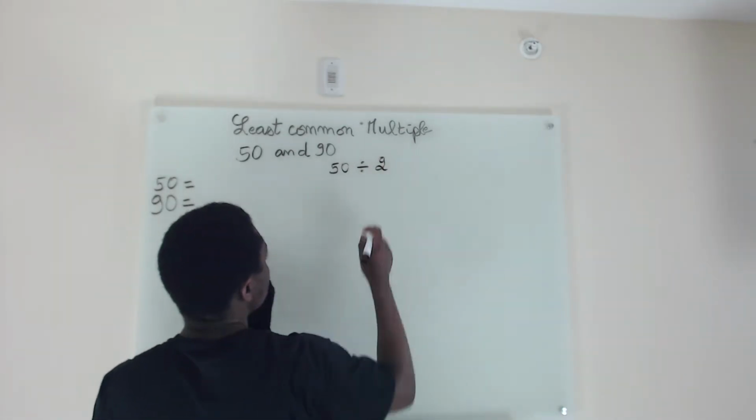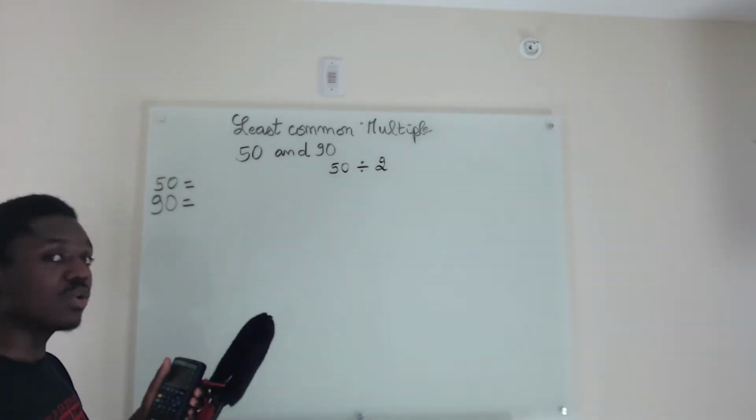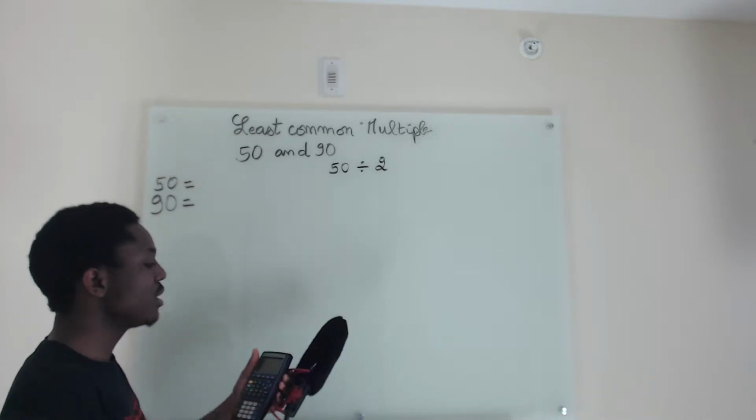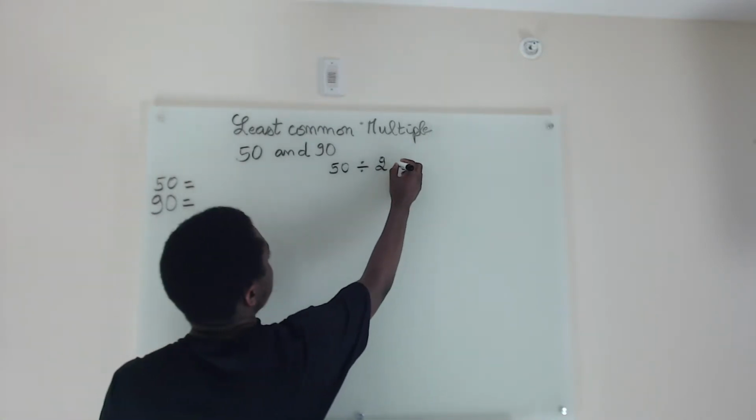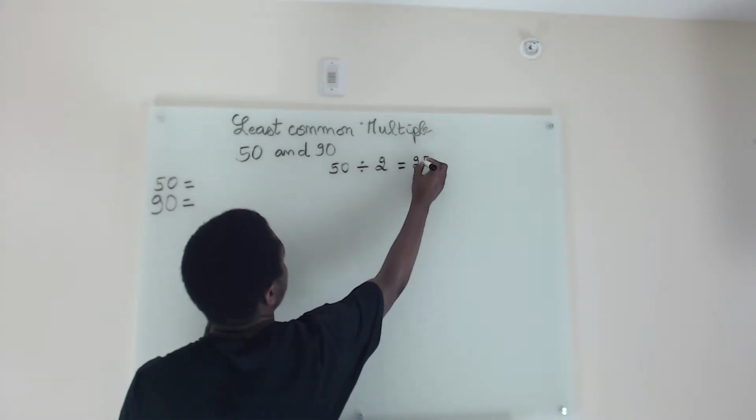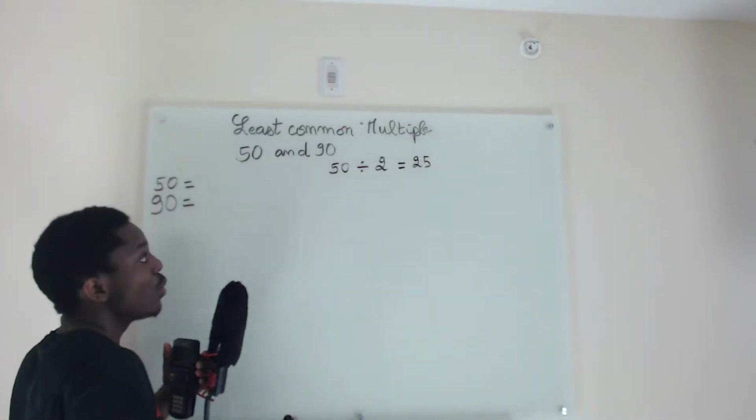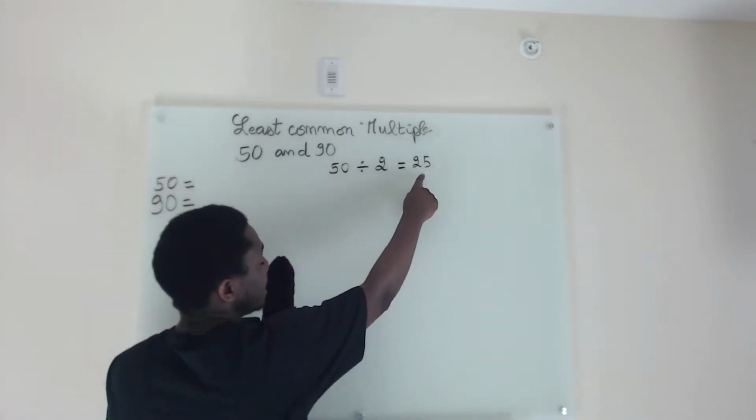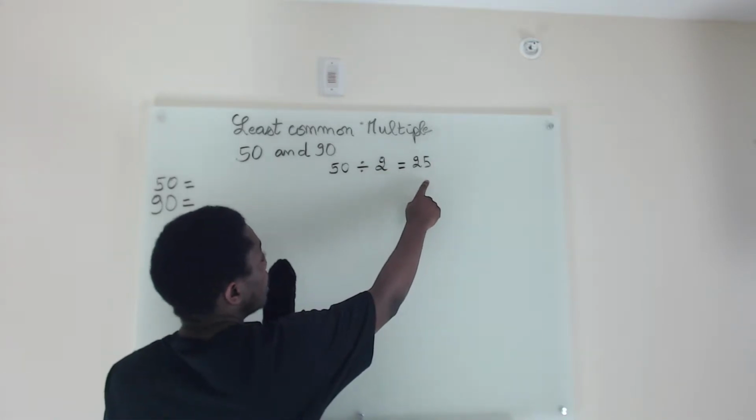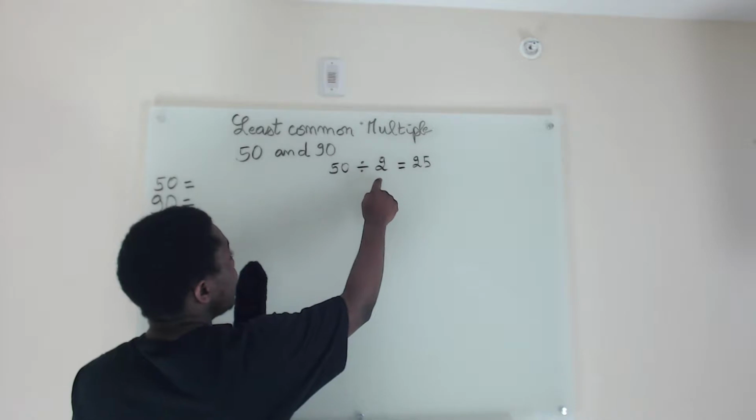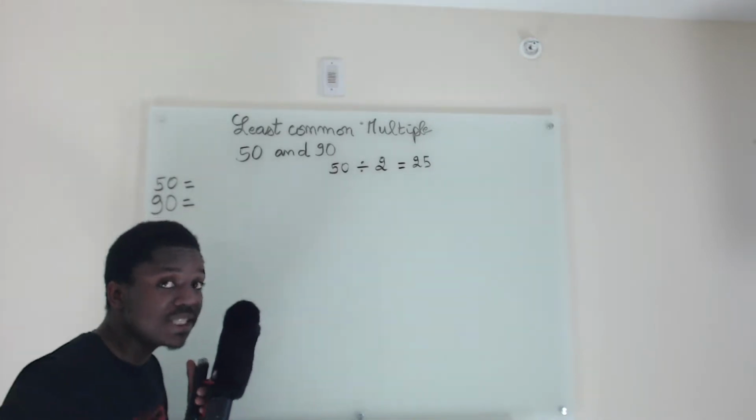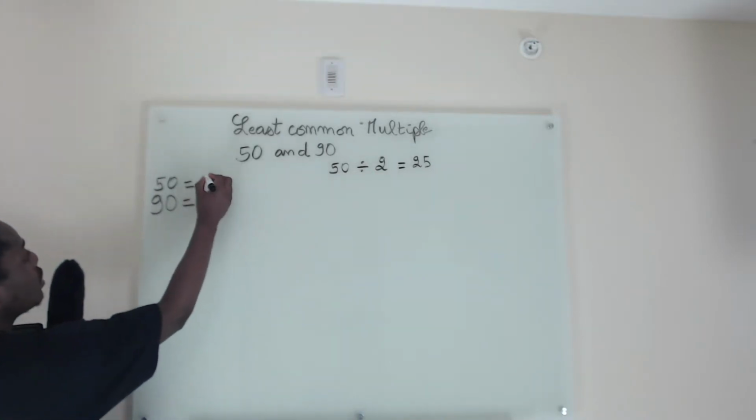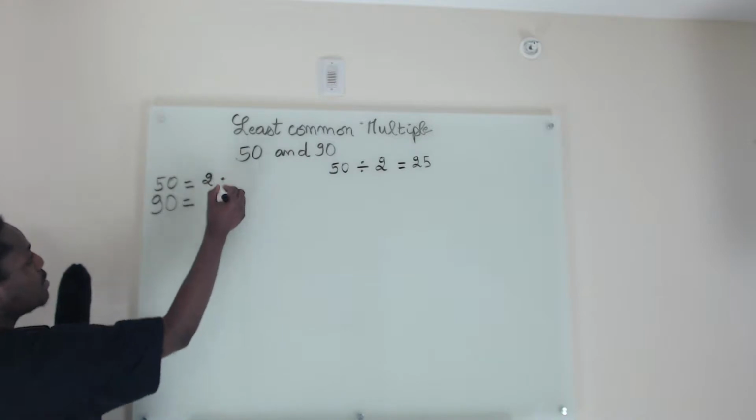So you take 50 divided by 2. When I put that in my calculator, 50 divided by 2, the answer is 25. Since when I divided 50 by 2 I ended up with a nice number, this means that 2 is a multiple of 50. So 2 is our first multiple. Then I put the number 2 here and I put times.